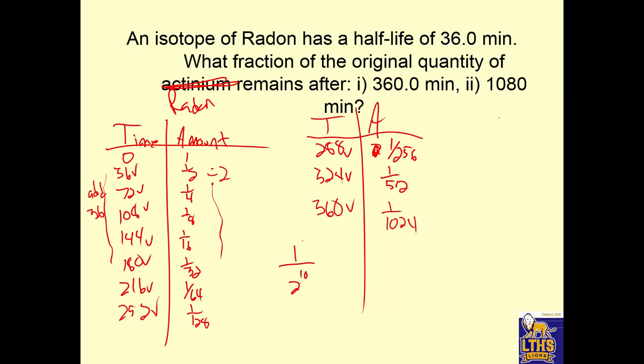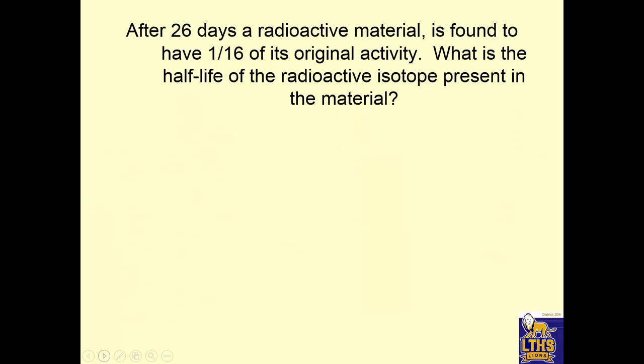So if I want to figure out how many half-lives are in 1,080, I divide 1,080 by 36, which is 30 half-lives. So that means my answer is going to be 1/2 to the 30th. I put it in parentheses, 1 divided by 2 to the 30th, to get a decimal, and I get 9.31 e negative 10. I know it says fraction, but that's it.